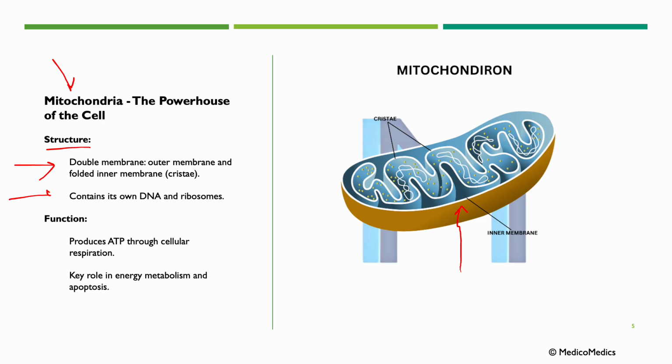Now, the mitochondria contains its own DNA and ribosomes. Now, the function of the mitochondria is to produce ATP through cellular respiration. And it plays a key role in energy metabolism and in programmed cell death, apoptosis.